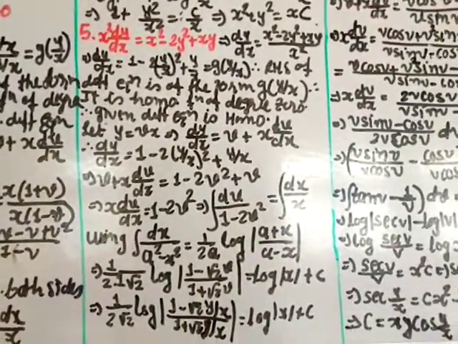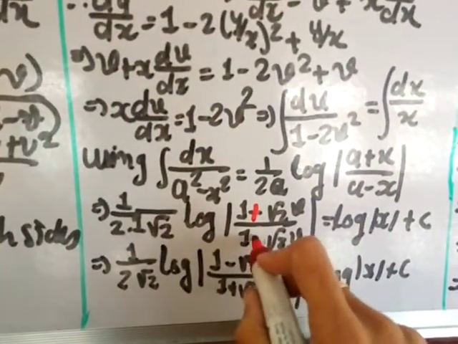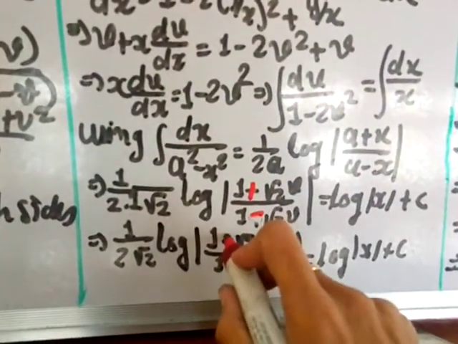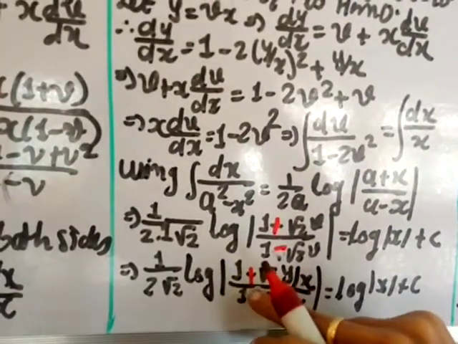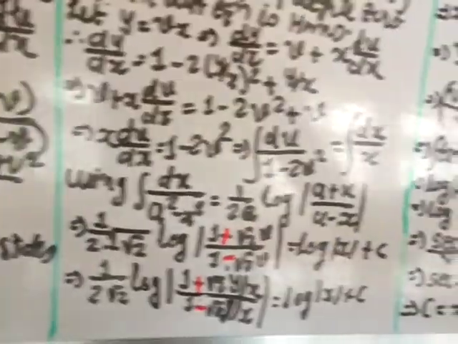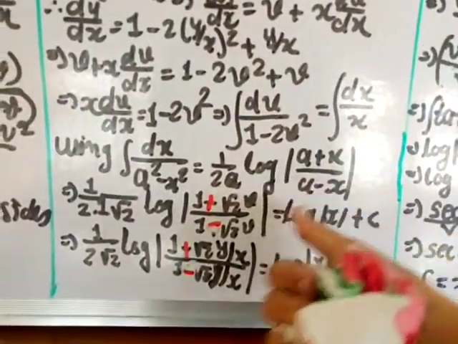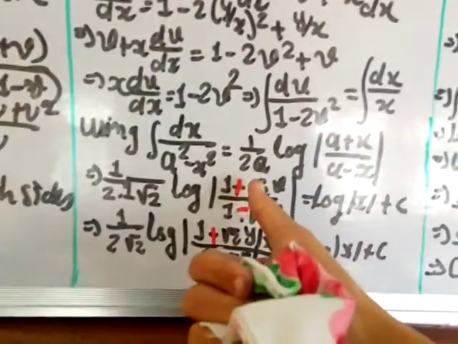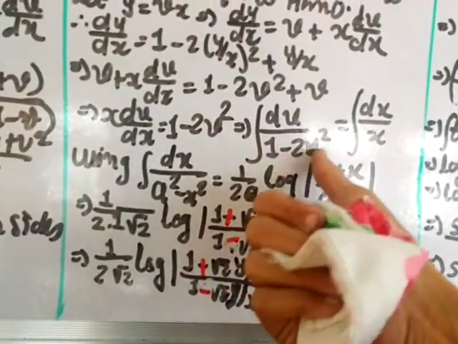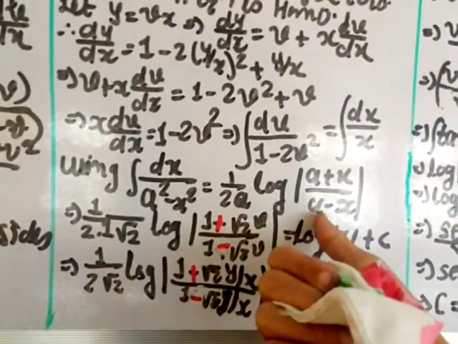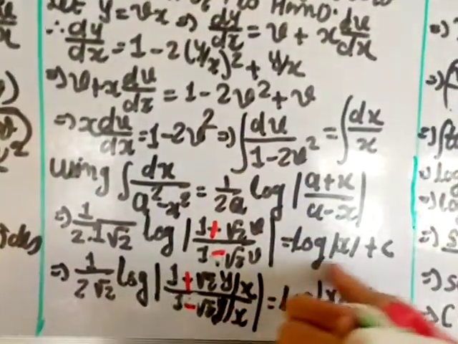Just 1 second. It should be plus here and it should be minus here. Okay, it's a mistake. The formula is correct, but here I have made a mistake, here plus and here it will be minus. So put minus here. Okay, just change it. The formula is correct, right? a plus x divided by a minus x. Only here by mistake I have put minus. So here 1 plus x, x is root 2v, so root 2v divided by a minus x, so 1 minus root 2v, equal to, this integral is log x plus c.